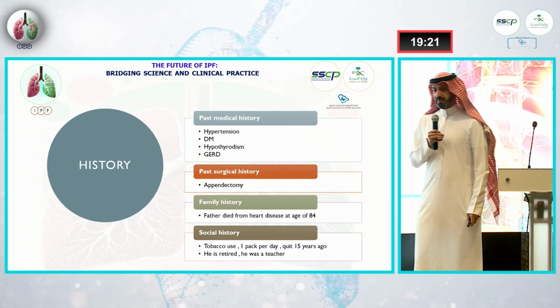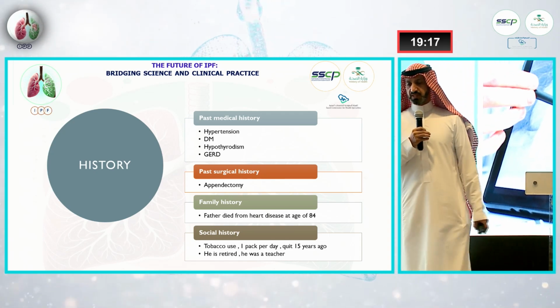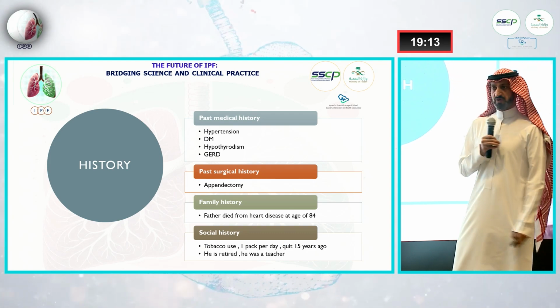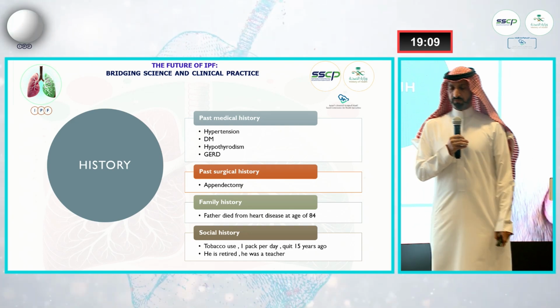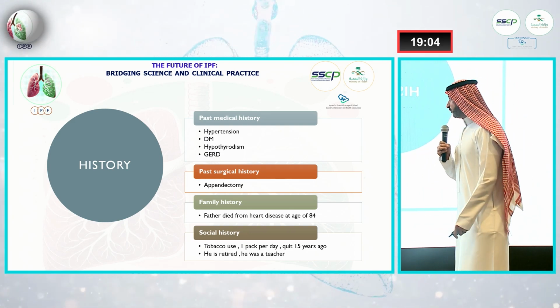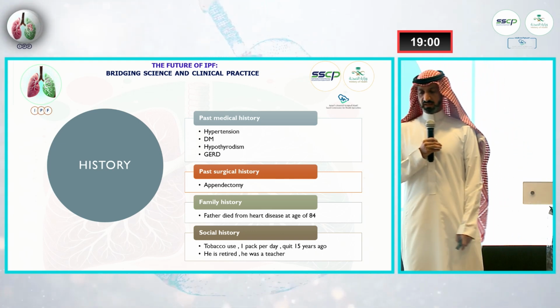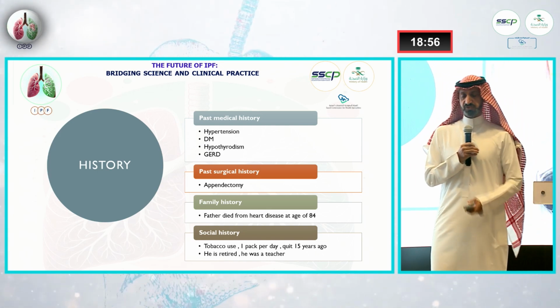Going through the past medical history, he has hypertension, diabetes, hypothyroidism, and GERD. Past surgical history is significant for appendectomy. In the family history, his father died from heart disease at the age of 84. Socially, he quit smoking 15 years ago, with a history of 1 pack per day. He is retired and he was a teacher.